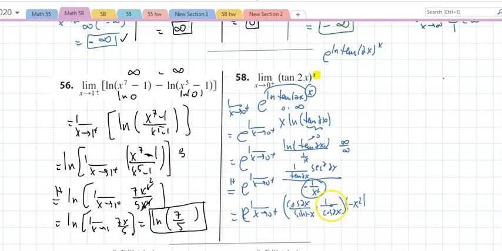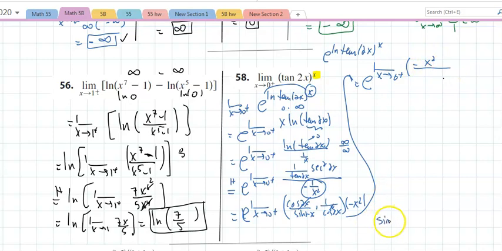So this cancels with one of those, and I'm looking at e to the limit as x approaches 0 from the right, and let me see, of negative x squared over, now, the sine of 2x, cosine of 2x. If I multiply that by a 2 and divide that by a 2, wouldn't this become the sine of 4x divided by 2?